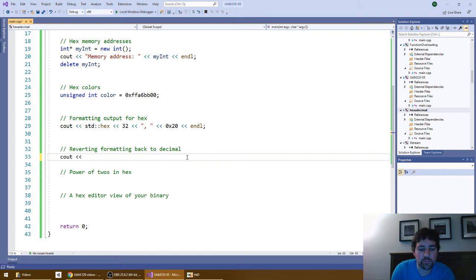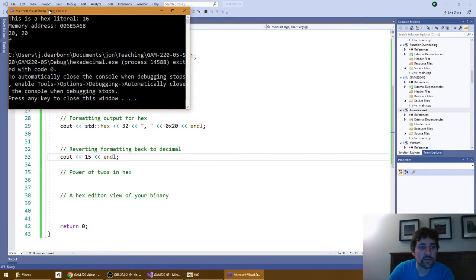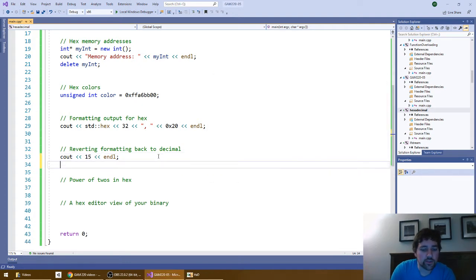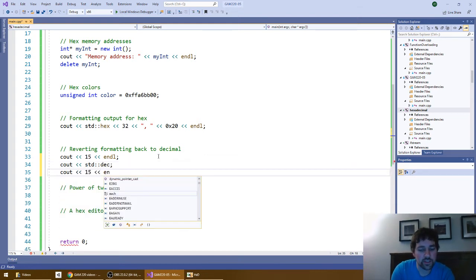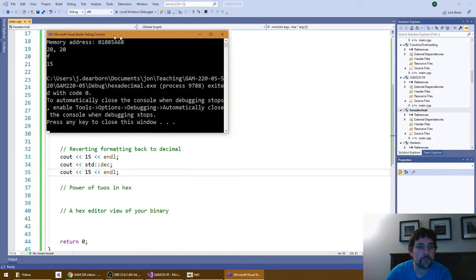So it would be pretty bad if you were like, okay, let me print out 16, or you can tell pretty easily if you do 15. Let me print that out. I want it to say 15, but it's actually saying F. So F is 15. So you're going to have to change the stream again back to decimal, and then you can print out your 15. There we go. Looks good.